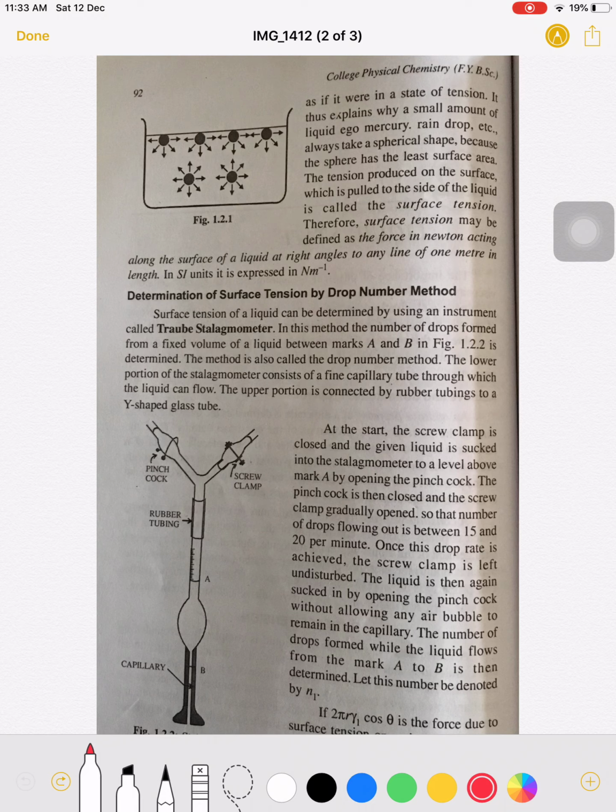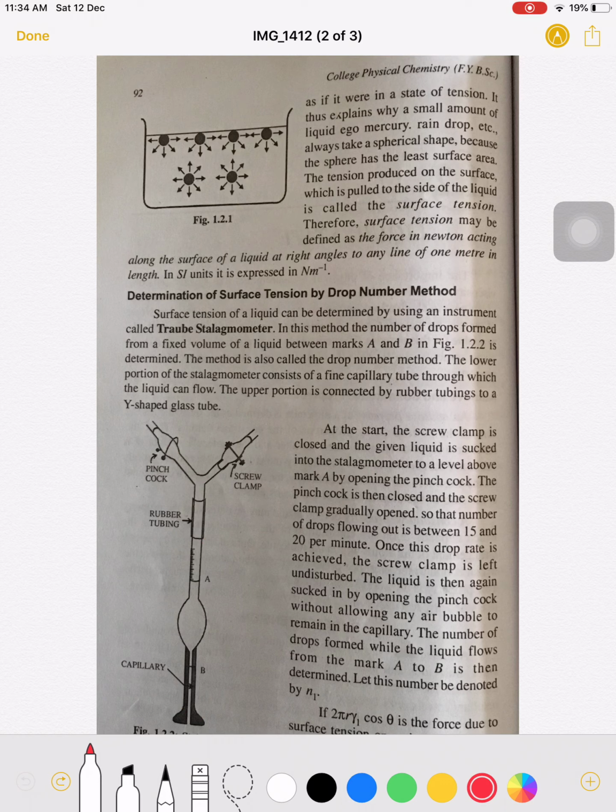Now see this instrument, the lower portion. The lower portion of this stalagmometer consists of a fine capillary tube through which the liquid flows from the upper portion to the lower. To this lower portion, a rubber tubing with Y-shaped glass is attached. So this whole portion is connected with a Y-shaped glass tubing.